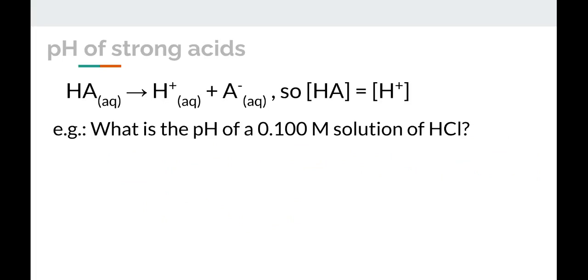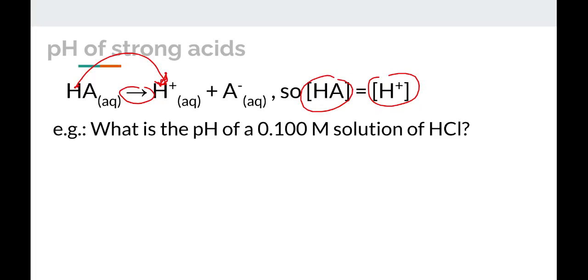Let's think about the pHs of strong acids and then the pHs of strong bases. So first of all, for strong acids, the thing that makes an acid a strong acid is that it completely dissociates. Remember, we have 6 of these that do that: HCl, HBr, HI, HNO3, H2SO4, and HClO4. Those are the 6 strong acids. They completely ionize. So that means the concentration of H plus that you have is going to be equal to the concentration of HA, because every single mole of this will turn into a mole of H plus.